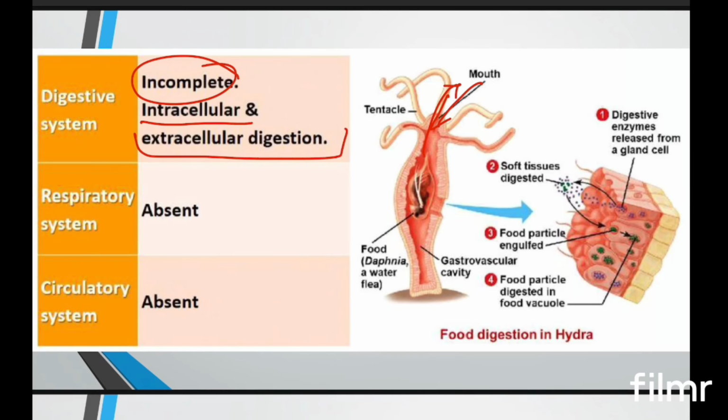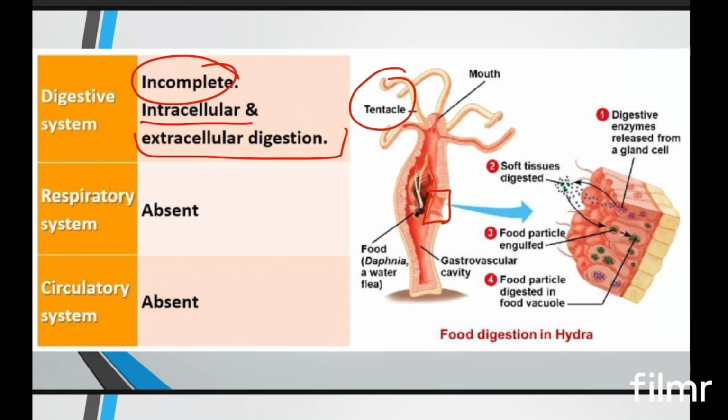Here the picture of Hydra, a section of Hydra, is given. It has some tentacles for capturing food. There is a mouth, and there is a gut cavity called the coelenteron, or gastrovascular cavity, which takes the food in through the mouth. And in the second stage you can see the soft tissues, these are the walls.